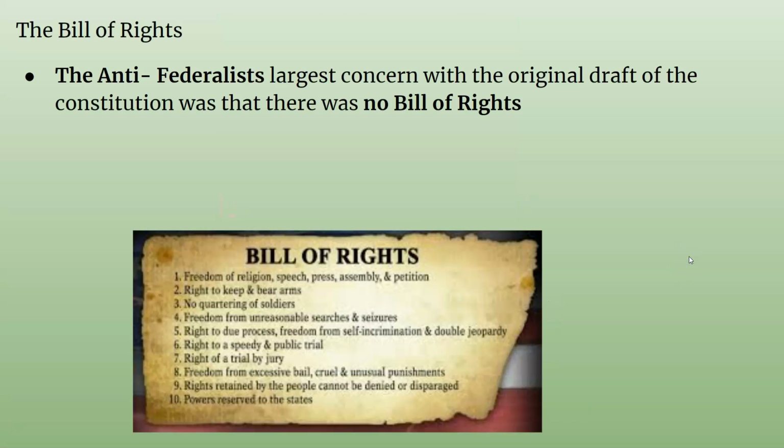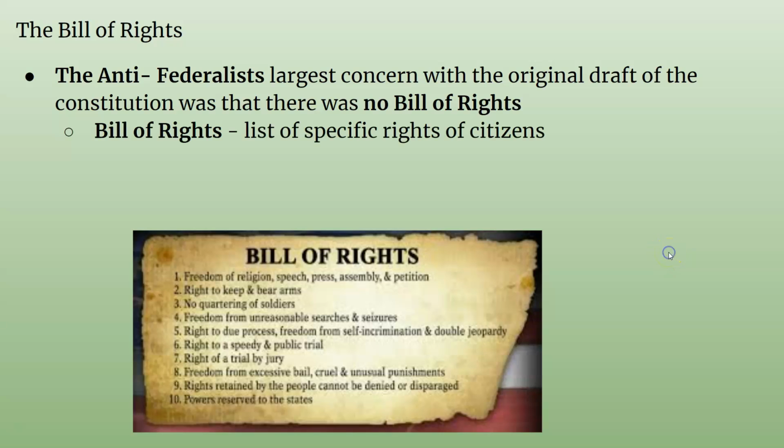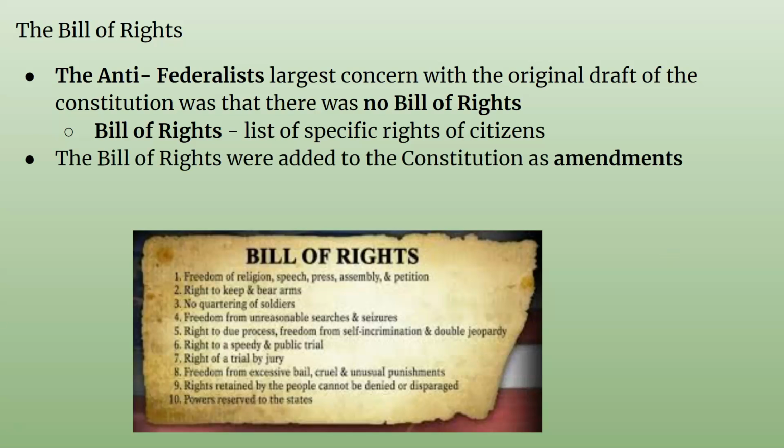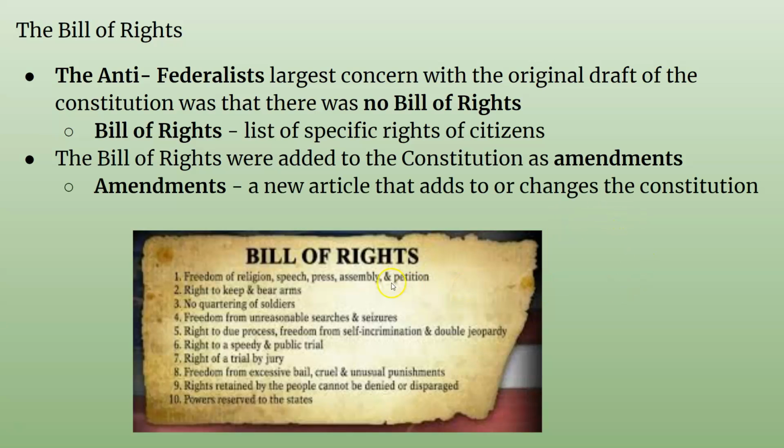So, remember, the Anti-Federalists did not like the Constitution when it was originally written, largely because it had no Bill of Rights, which is the list of specific rights of citizens in the country. So, the framers of the Constitution went back and created the first 10 amendments of the Constitution, otherwise known as the Bill of Rights.